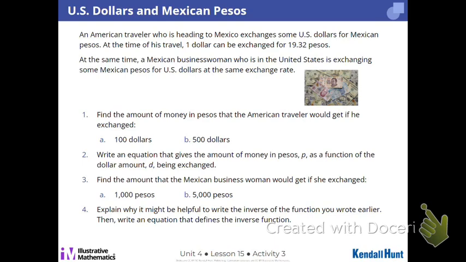I multiplied $1 by 19.32, and how many pesos do you get? Okay, and then someone tell me how they got $500 to be pesos.